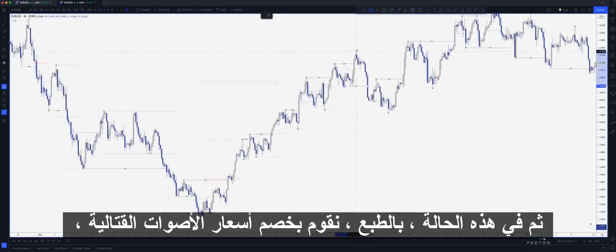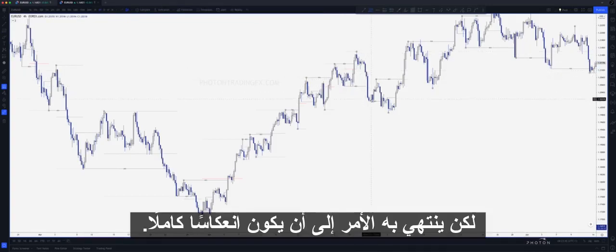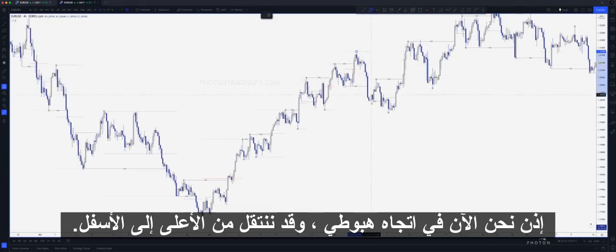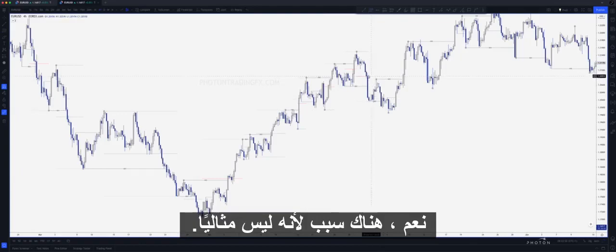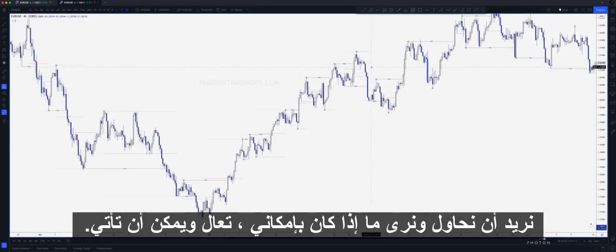And then in this case, of course, we do come back down to the discount prices, but it ends up being a full-on reversal. So now we are bearish. We mark from the high down to the low, okay, and then we look for price to come back up. Yeah, that's reasonably close. It's not ideal. We were looking for that short. We would want to try and see if price can come up.